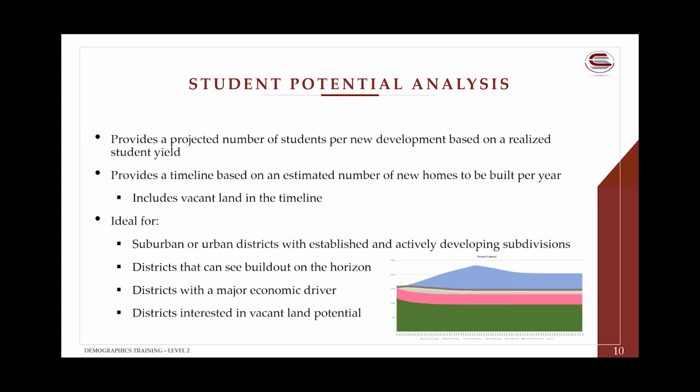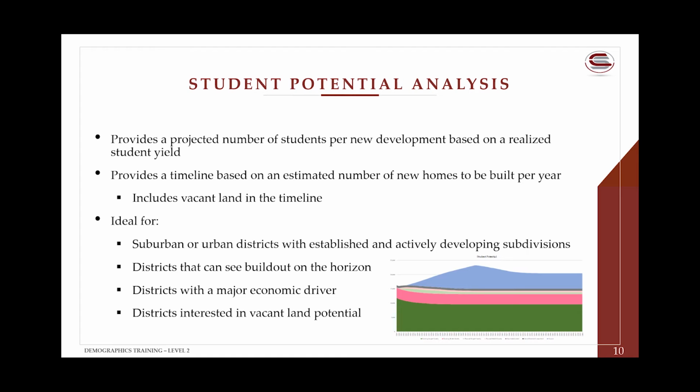A student potential analysis studies and calculates historical student yield by housing type, age, and price point based on data availability. Once yield factors are calculated, the number of potential students from new housing can be estimated by multiplying the yield factor by the number of projected new housing units per year. The pattern of yield change over time is analyzed to incorporate observed fluctuations in new housing yields due to housing turnover, if the age of a home is available.